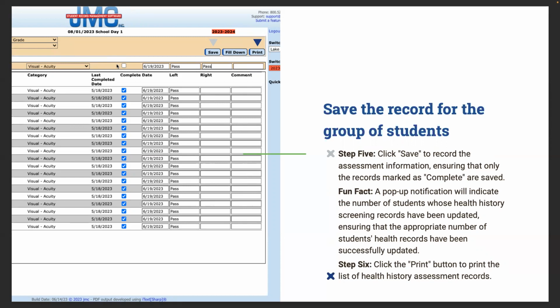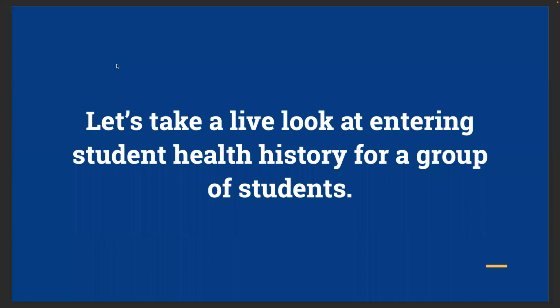So if you know that you've got 18 fourth graders and you go ahead and hit save, you can quickly see the number of records that were updated. And if those numbers match or are pretty close there, you've got a good idea that the correct number of records were updated. Step 6, click the print button to print the list of health history assessment records. We can take a live look at entering student health history for a group of students.